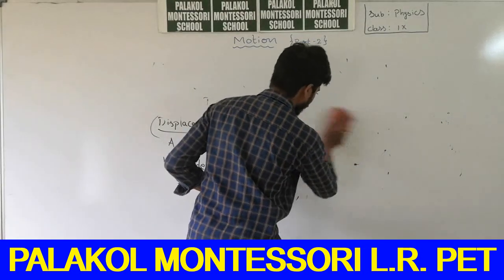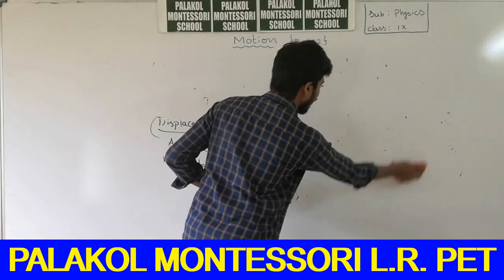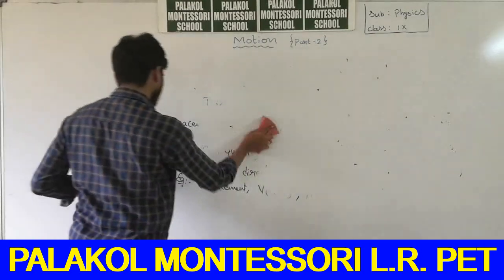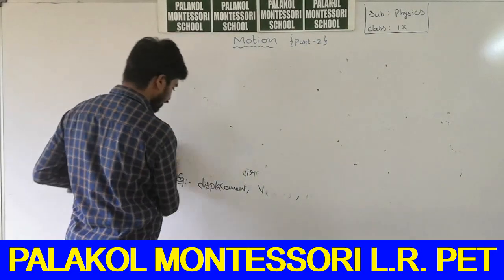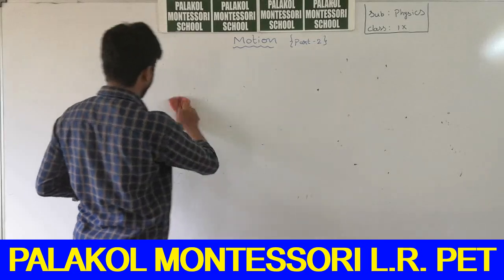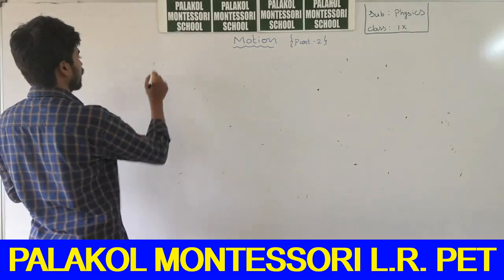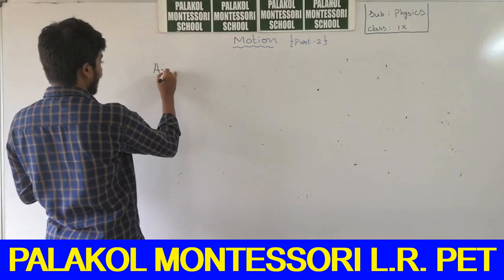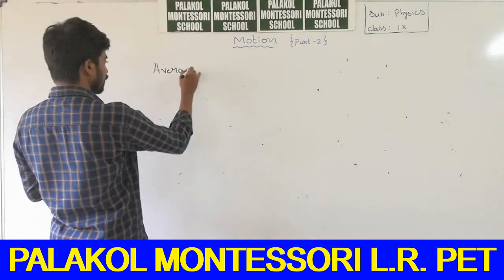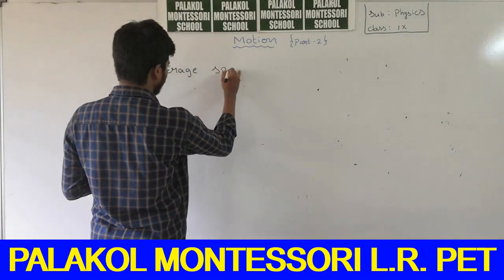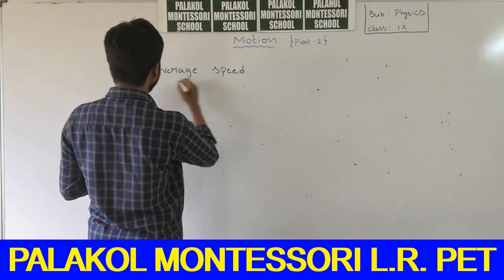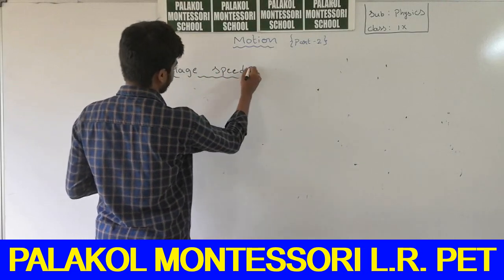So, that is average speed and average velocity. Let us learn about average speed and average velocity. So, starting with average speed. Average speed.